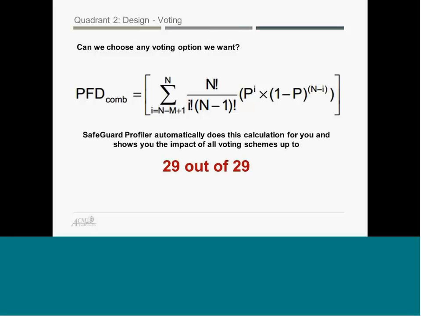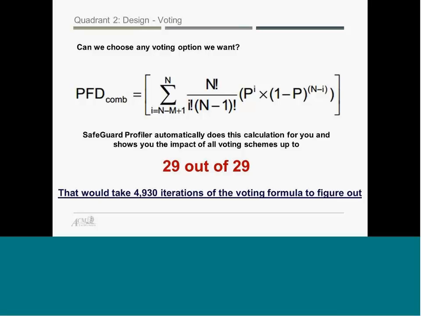Compare that to using SafeGuard Profiler. We're going to automatically do this calculation for you and show you the impact of all voting schemes up to 29 out of 29, and any combination thereof. In fact, if you wanted to, you could get even bigger SIFs depending on your system. If you were to actually iterate through 29 out of 29, you would be looking at 4,930 iterations of that voting formula. You wouldn't want to be doing that by hand, that's for sure. And even in a spreadsheet, it gets very complicated very quickly. But it's done automatically for you in SafeGuard Profiler.